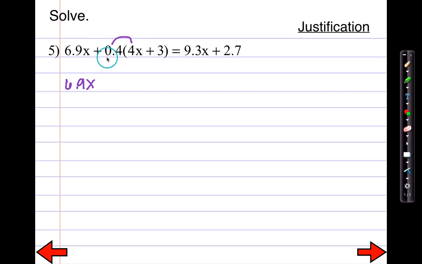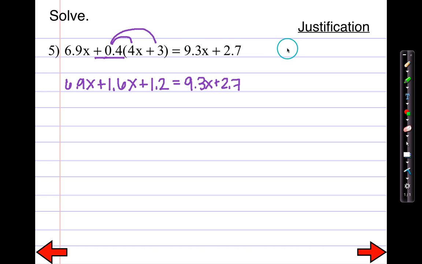So here, positive 4/10, notice it is positive, times 4x is going to give me a positive 1 and 6/10 x. Now here, a positive 4/10 times a positive 3 is a positive 1 and 2/10. And I'm just going to go ahead and bring down the 9 and 3/10 x plus 2 and 7/10.